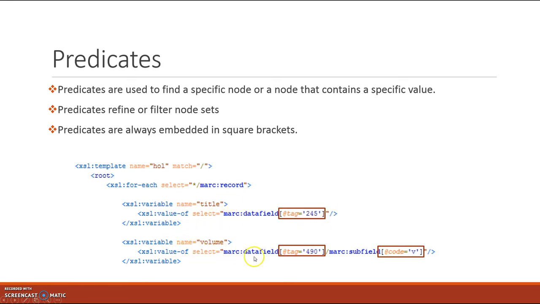In this example, we want to look at the 490 data field, which is where volume information for a series goes. Within that MARC tag, the subfield v stands for volume number. So if we want to pull the title and volume number for resources within a collection of records, this is how we would do it.